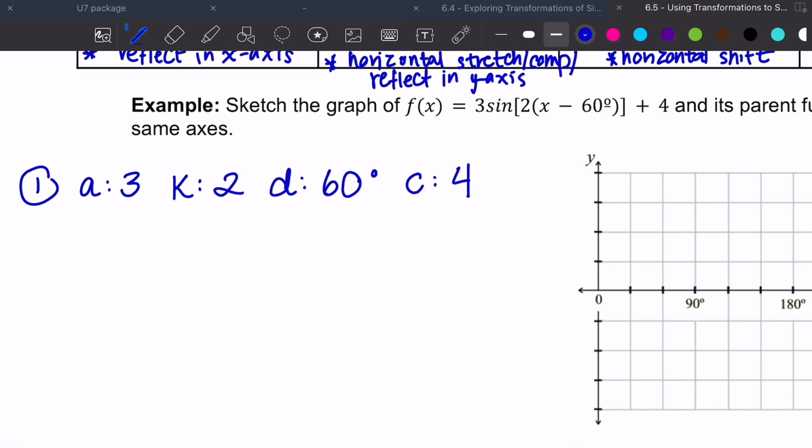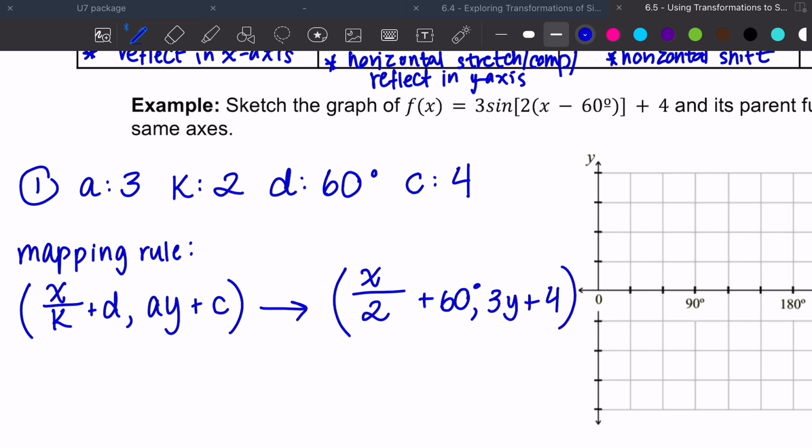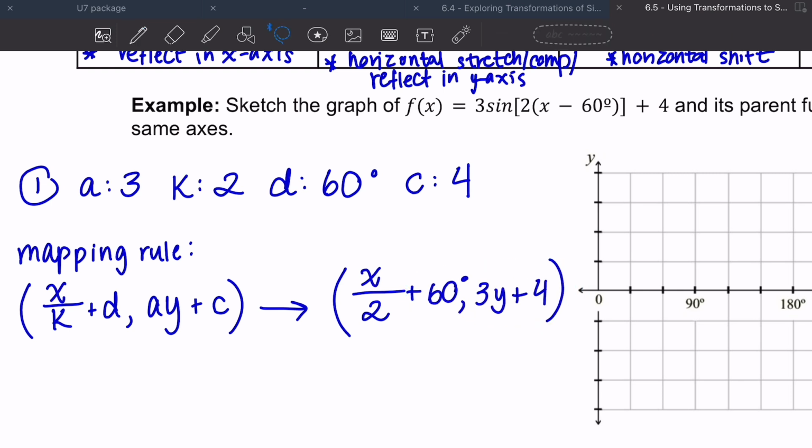So when it comes to my mapping rule, which I will remind you, the general formula we said is x over k plus d, ay plus c. So if I just now customize this to these parameters, my new rule is going to be x over 2 plus 60, and then 3y plus 4. That is now my new mapping rule specific to this graph, right?